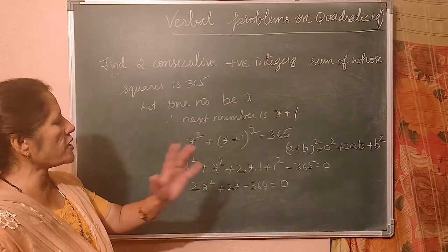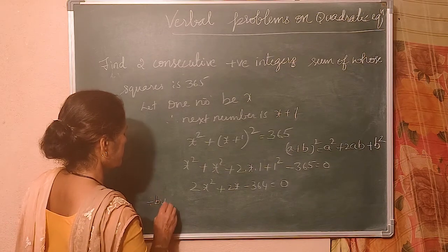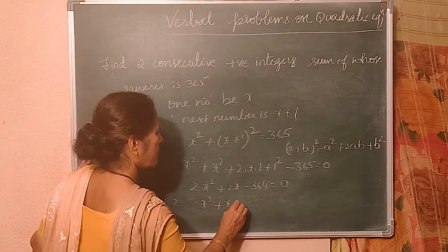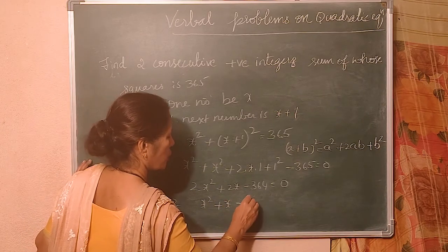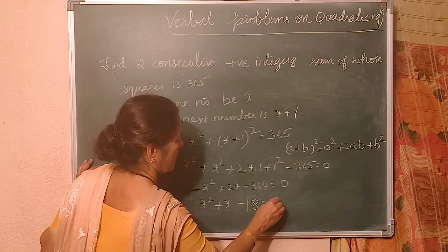Now everywhere 2 is common, dividing by 2. What do you get? x square plus x minus 182, since 2 1s are 2, 2 8s are 16, 2 2s are.